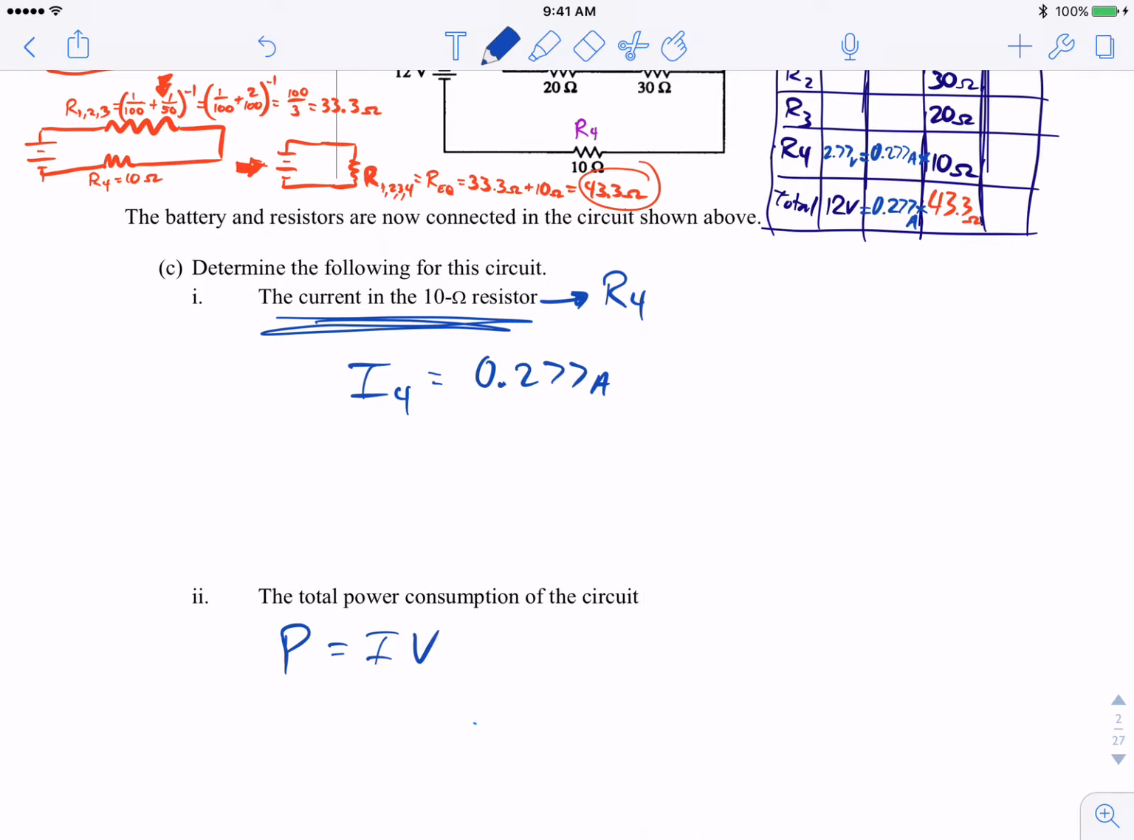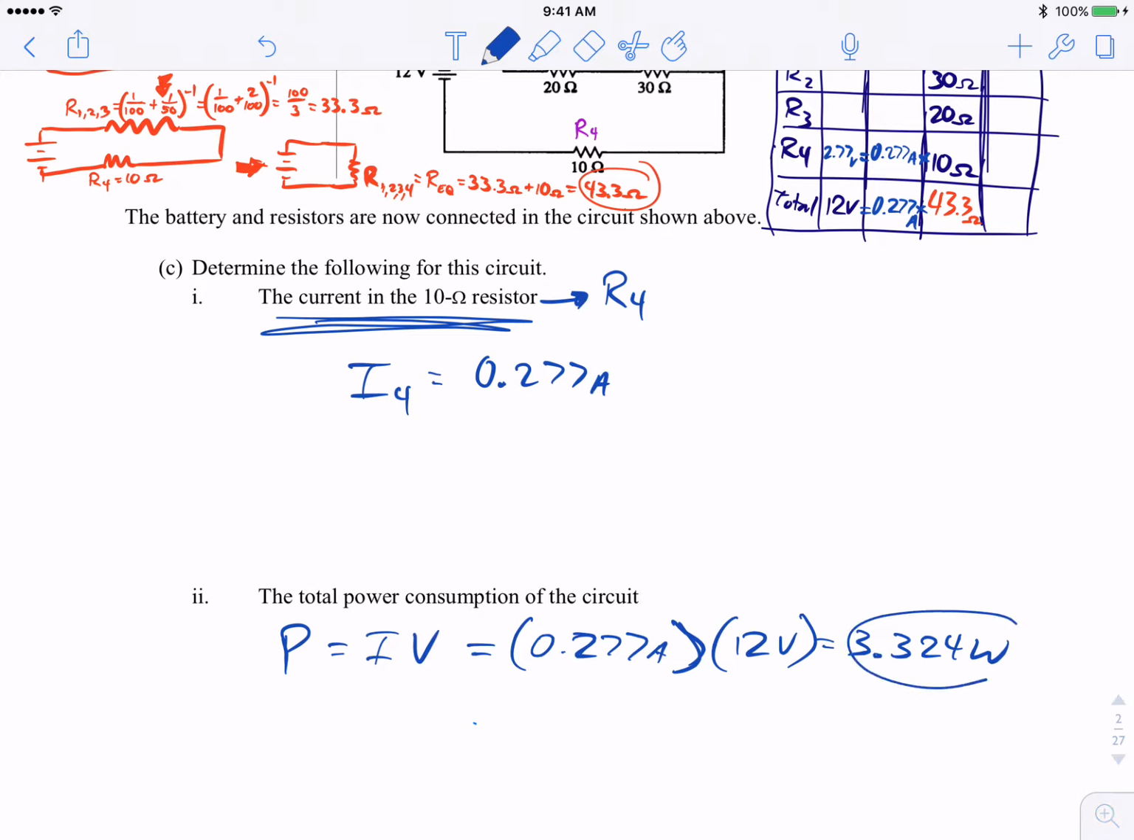Okay, so for the total power consumption of the circuit, you'll use the total current and the total voltage drop. We can just substitute in here. We have the total current of 0.277 amps and the total voltage drop of 12 volts. So 0.277 times 12 is 3.324 watts.